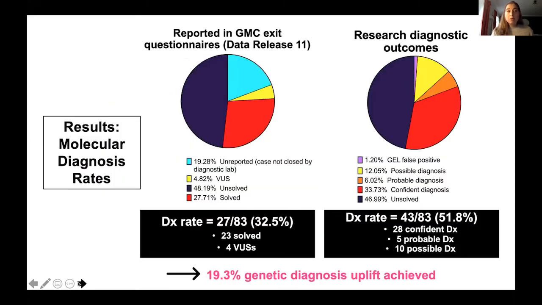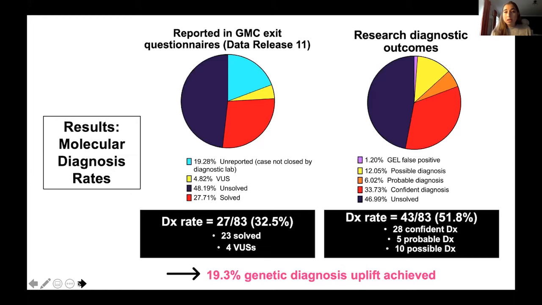So here's a summary of our molecular diagnosis rates. So in the pie chart on the left, I'm presenting the outcome of GMC exit questionnaires in the data release that I used in this project. So that's from data release 11. So at that time, the diagnosis rate from 100K was 32.5%, of which 23 cases were reported as solved and 4 with VUSs, but nearly 20% were unreported. So the cases hadn't been closed by the diagnostic labs, and there wasn't a complete GMC exit questionnaire.